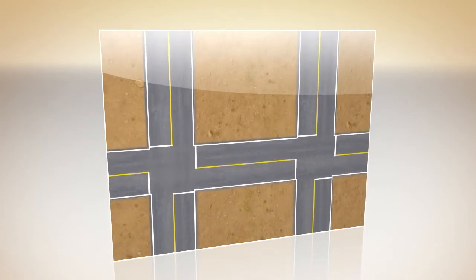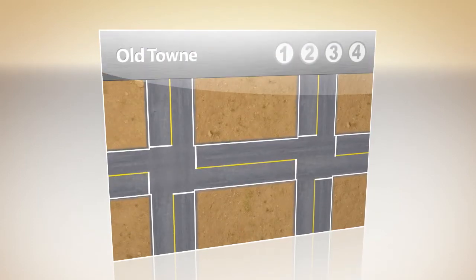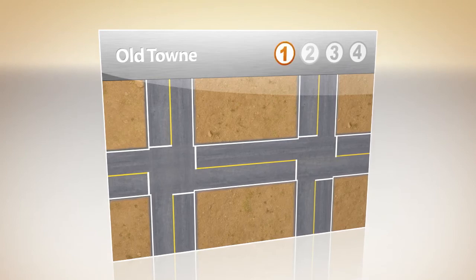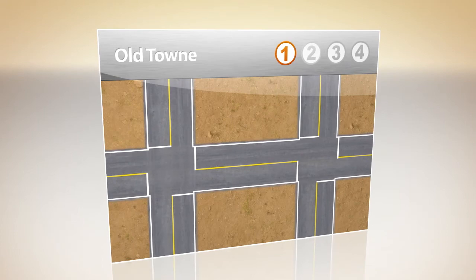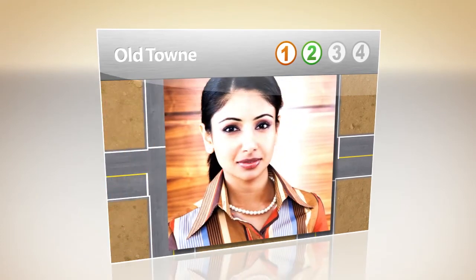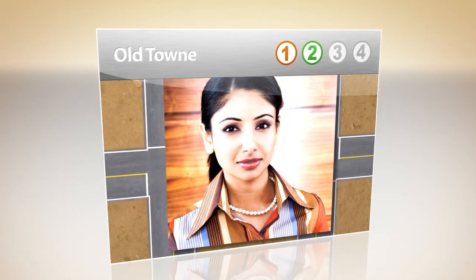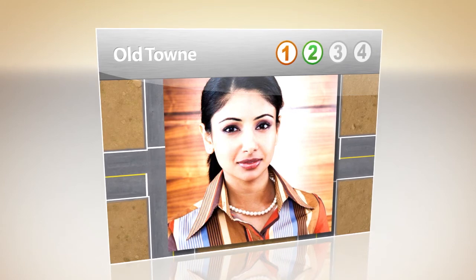To illustrate the process, let's consider a drainage and road improvement project in a town we'll call Old Town, which was established in the early 19th century. To initiate the consultation process, the project manager sends a letter to the SHPO describing the project and providing a map of the project area. The city of Old Town hires a consultant with recent experience developing similar studies for the state DOT.